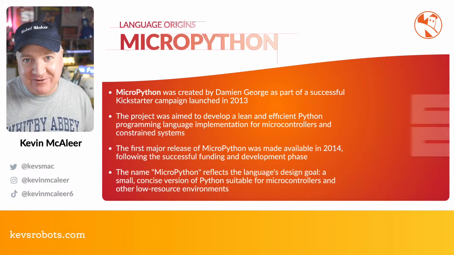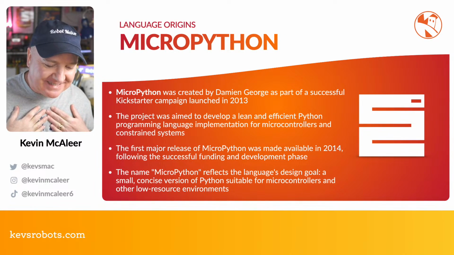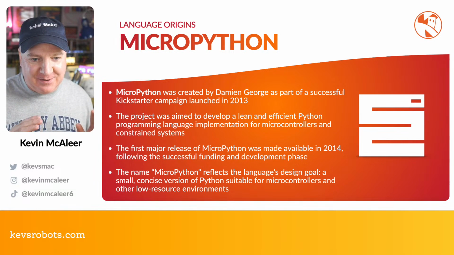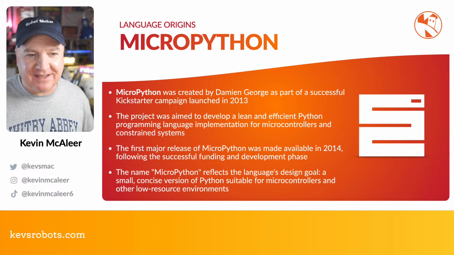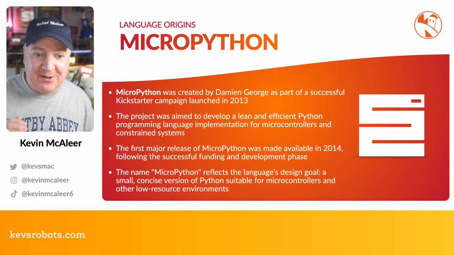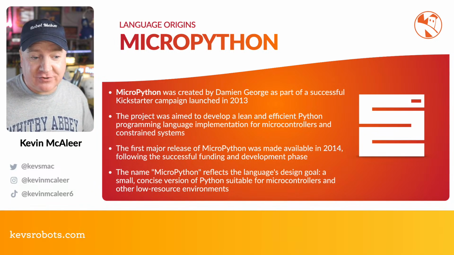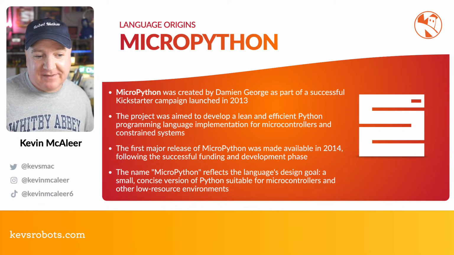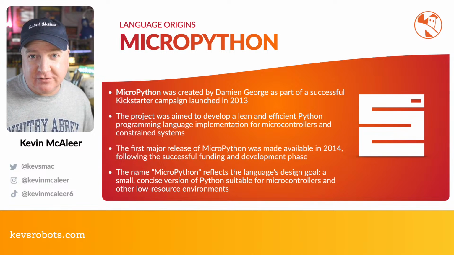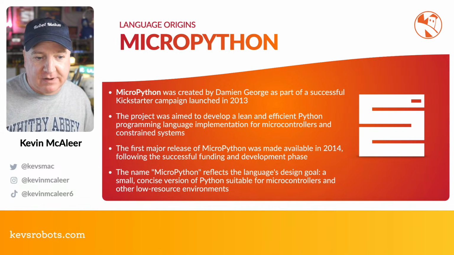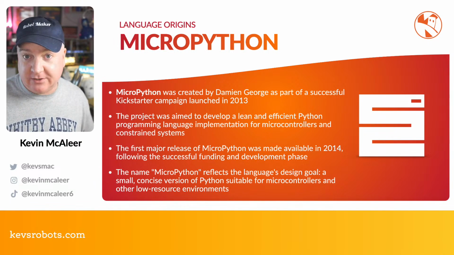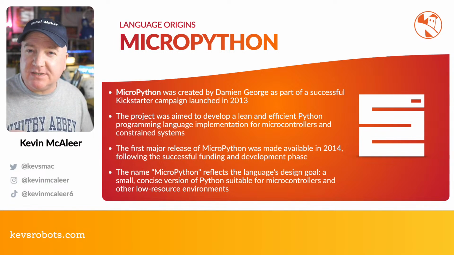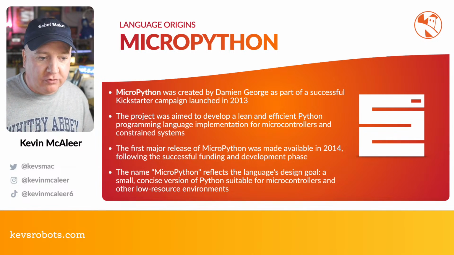Then we have lovely MicroPython, of course. So I'll put my biases out there. I absolutely love MicroPython. It's going to take a lot to tear me away from this, and there's a number of reasons that we'll get into today why that is. So MicroPython was created by Damien George as part of a Kickstarter campaign in 2013, and the project was developed to make a lean and efficient re-implementation of the Python 3 language for microcontrollers and constrained systems. So that was specifically designed for microcontrollers.